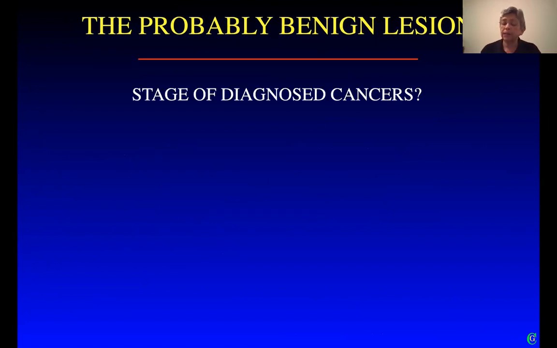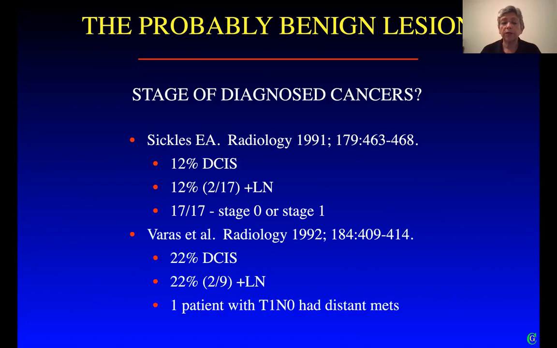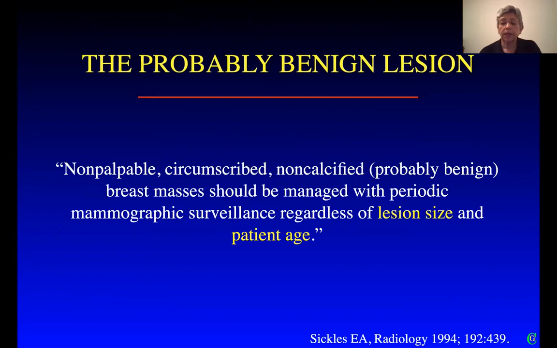The stage of cancers that these investigators reported for their patients, for Dr. Sickles, there were 17 cancers identified in his population of probably benign lesions. 12% had DCIS, ductal carcinoma in situ. Two of the 17 patients had positive lymph nodes at the time of diagnosis, but 17 of the 17 patients were stage zero or stage one breast cancers. Dr. Varas reported 22% DCIS patients. Two of nine patients in her study had positive lymph nodes. And interestingly enough, one patient with a T1N0 lesion had distant metastatic disease at the time of a breast cancer diagnosis.